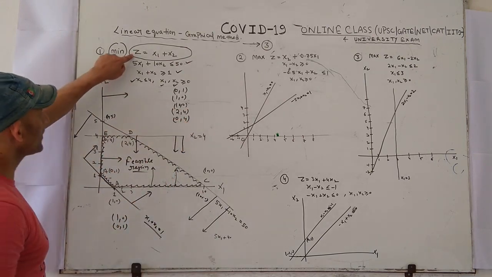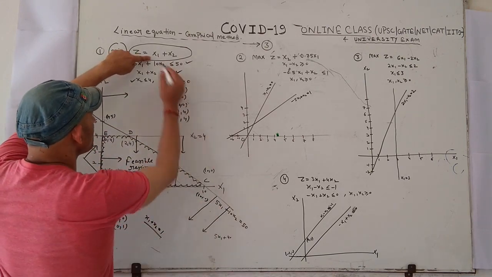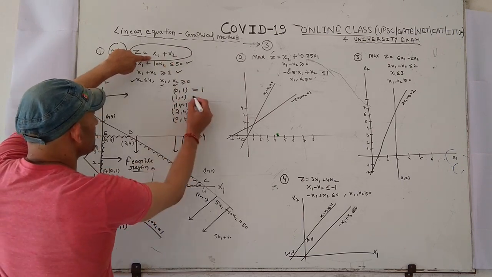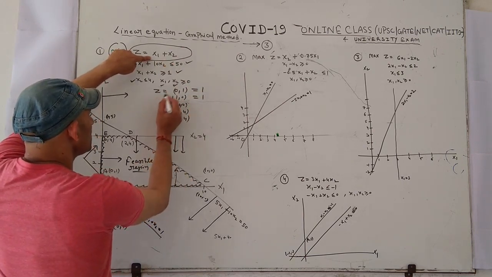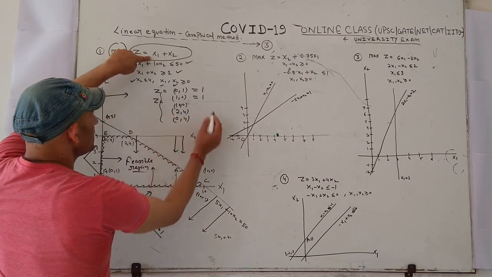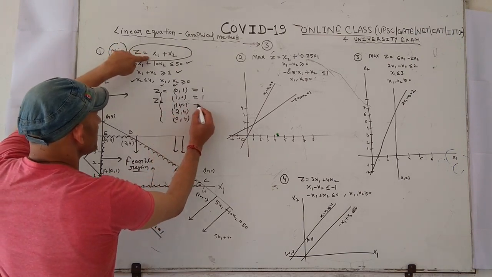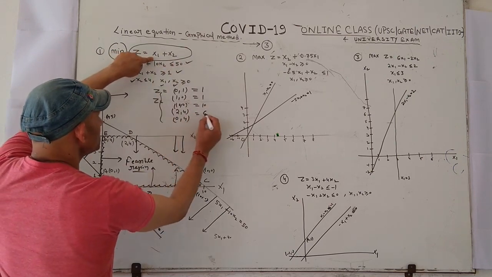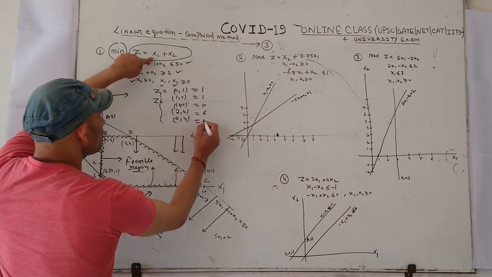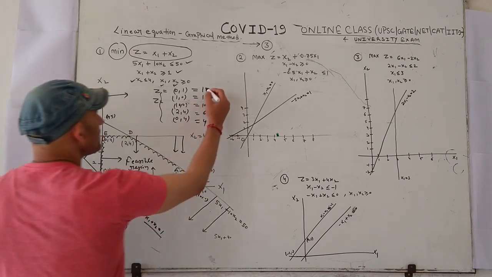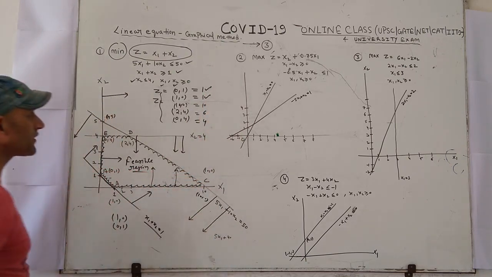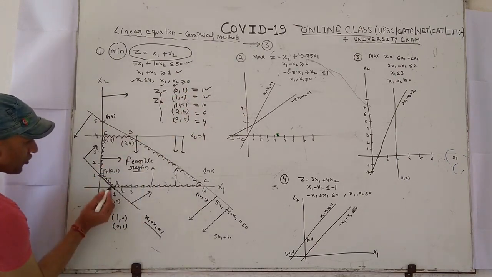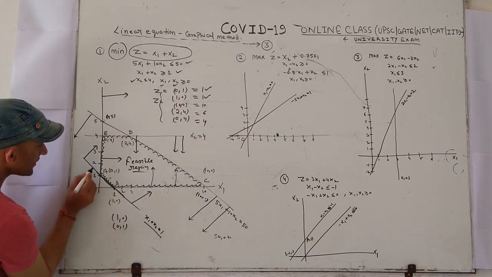Okay, at first if I put 0 1 here, then I will get 1. If I put 1 0, then again I will get 1. If I put 10 0, then I will get 10. If I put 2 4, 2 plus 4 is equal to 6, and 0 plus 4 is equal to 4. So which one is the minimum? Minimum is this and this, both are minimum. But this 1 0 and 0 1 both are here, okay.